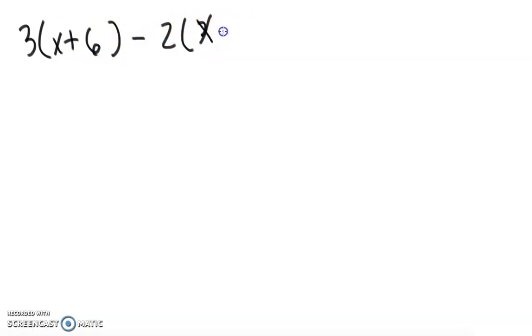The first example is 3 times x plus 6 minus 2 times x plus 2, greater than or equal to 10. That's why they have the line at the bottom. As you can see, there's a bunch of distribution to do here, but no worries. It's simple. It's not too complicated.